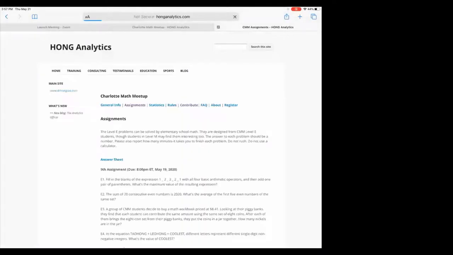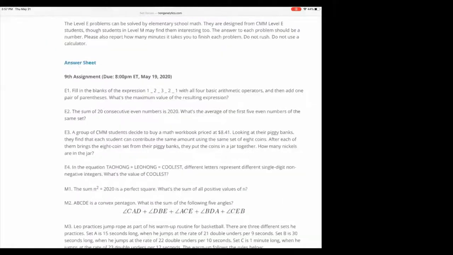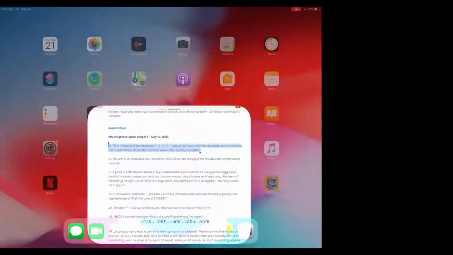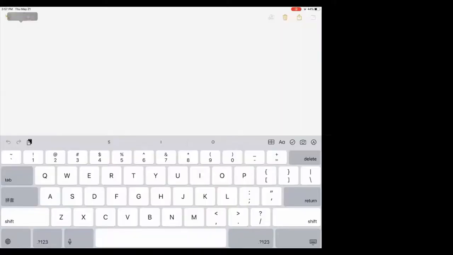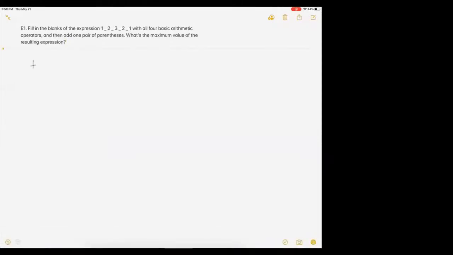So I'll give you the level E number three problem. Get prepared, right? So let's start with our problems. This is an arithmetic problem. There are five numbers and four blanks, and I'd like you to put in all four basic arithmetic operators. That means plus, minus, multiplication, division: addition, subtraction, multiplication, division. Put these in the blanks.